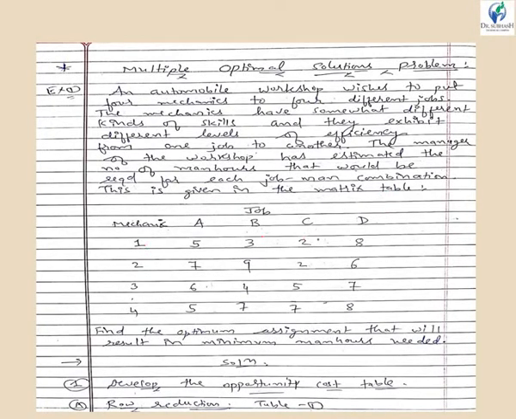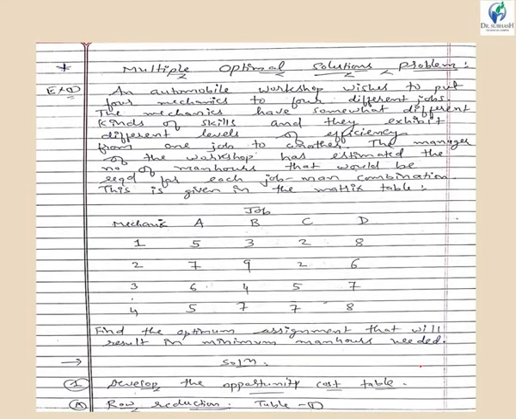So there are 4 mechanics and there are 4 jobs A, B, C, D. The estimated time for job and manpower is also given in the table. So for mechanic 1, it takes 5 hours for job A, 3 hours for job B, 2 hours for job C, and it takes 8 hours for job D. Similarly, all other values are given for each mechanic. Find the optimum assignment that will result in minimum man hours needed.